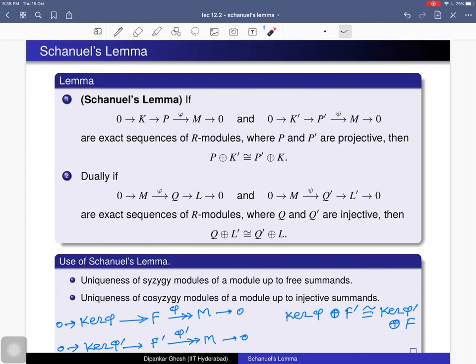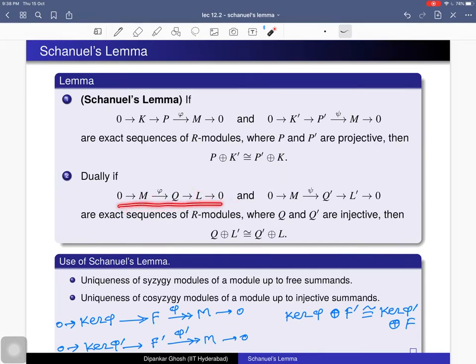Here you consider an R module M, and suppose you have two injective R modules Q and Q prime, such that from M to Q you have an injective module homomorphism, let us say phi, and from M to Q prime you have an injective module homomorphism, let us say psi. Then you can extend this to a short exact sequence like this. You can take just the co-kernel of phi.